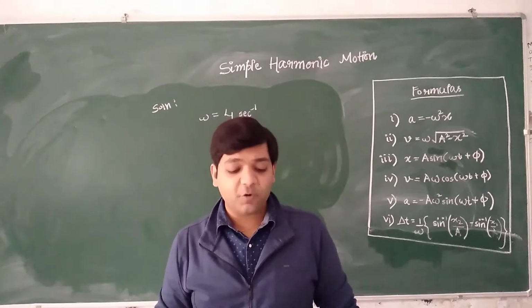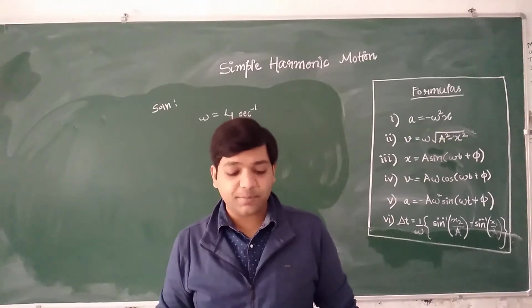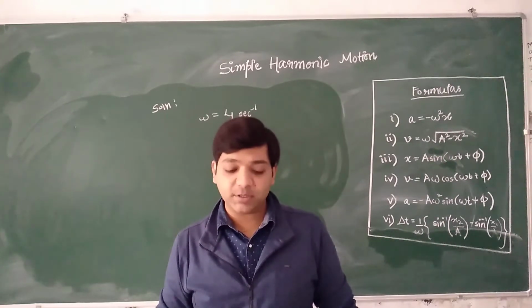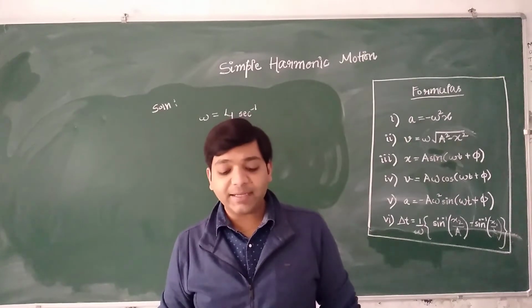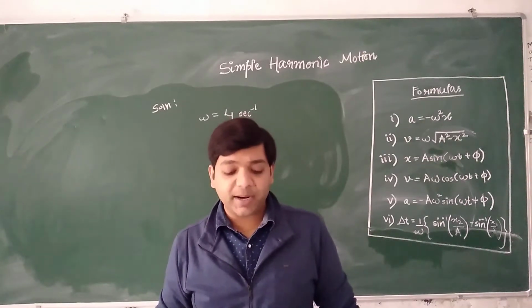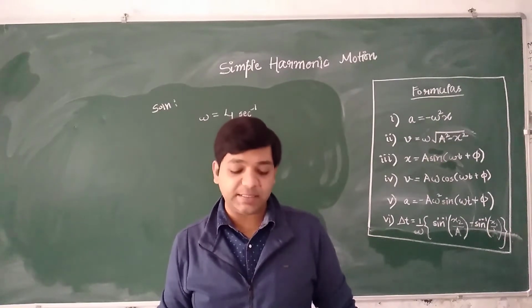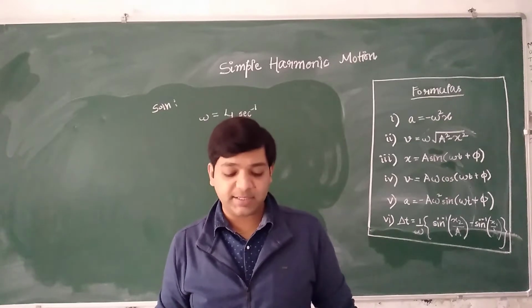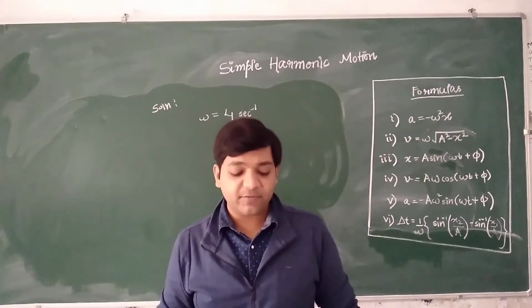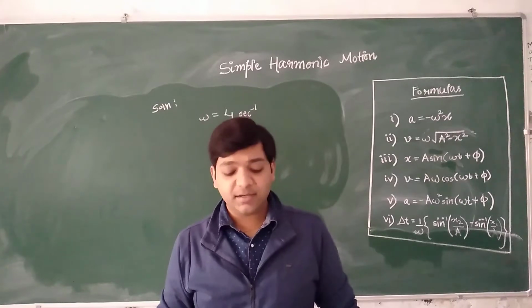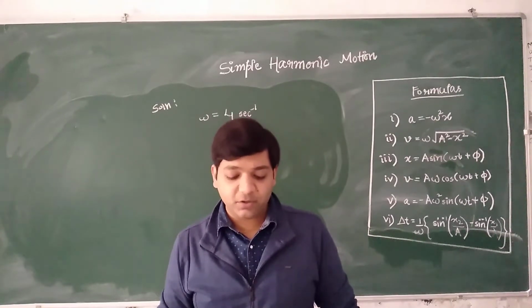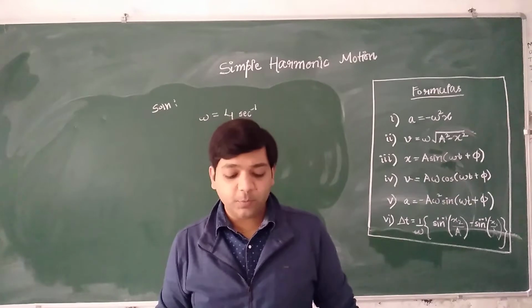A particle performs SHM along the x-axis about the equilibrium position x equal to 0. The oscillation frequency omega is equal to 4 second inverse. At a certain moment of time, the particle has a coordinate x equal to 25 centimeter and its velocity 100 centimeter per second. First part of the question is find the amplitude, and the second part is find the coordinate x and the velocity v of the particle 2.4 seconds after that moment.